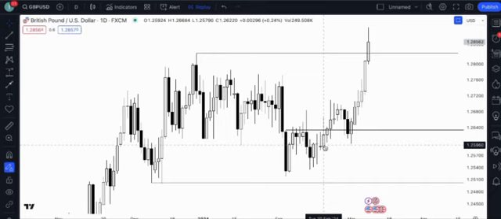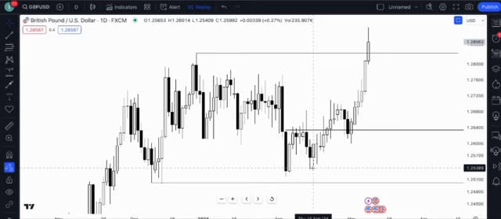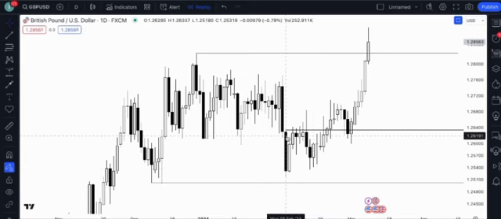Now, you may be wondering, how did I know that we're going to close above this high? Why did I buy down here and not wait for the close? That is a topic for later in advanced entries, right?